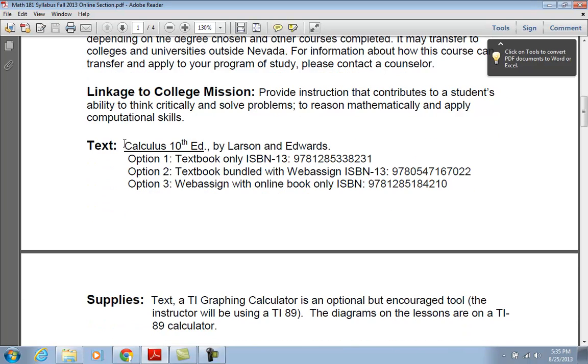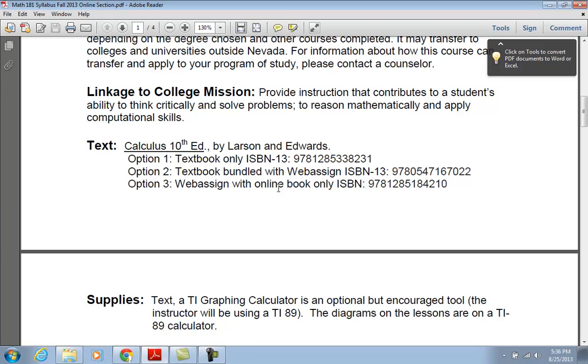In this class, we're going to be using Calculus, 10th edition, by Larson and Edwards. Really good, really powerful book in my opinion. Now you have some options here. You can get the textbook just by itself and then plan on doing the paper homework and paper midterm and final. You can get the textbook bundled with WebAssign. So if you have WebAssign, you have the choice of doing online homework and online midterm and final. You don't have to, you'd have a choice. Or you could just get WebAssign alone and use the online book within WebAssign.